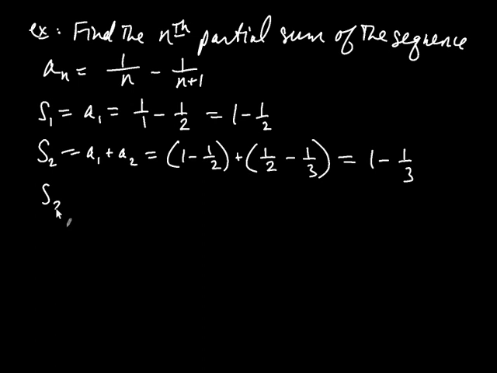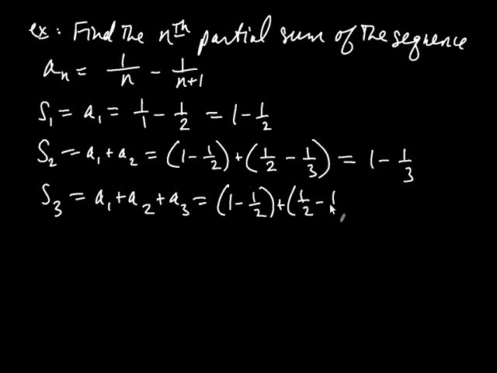One more. S sub 3 is going to be the sum of the first three terms, A sub 1 plus A sub 2 plus A sub 3. If we write that out, it's going to be 1 take away 1/2 plus 1/2 take away 1/3, and then plus, plugging in 3, 1/3 take away 1/4. And what's going to happen is everything's going to collapse. The negative 1/2, the positive 1/2, negative 1/3, positive 1/3, and you'll be left with 1 take away 1/4.